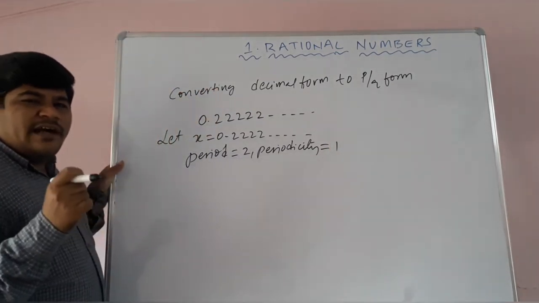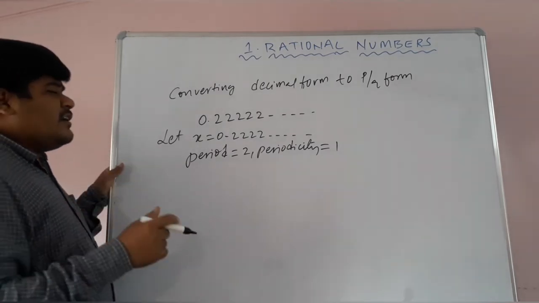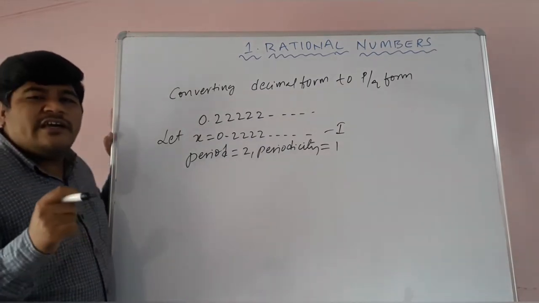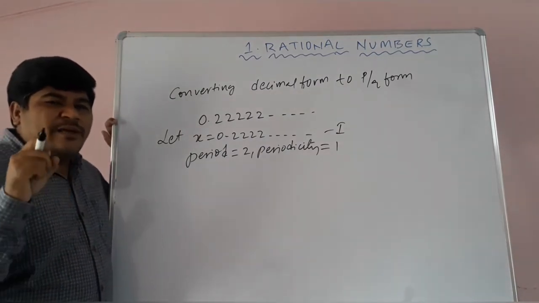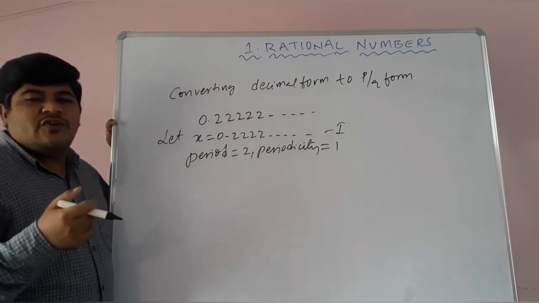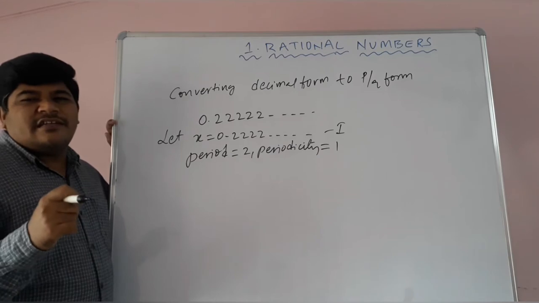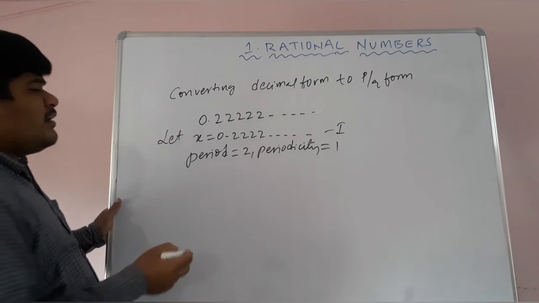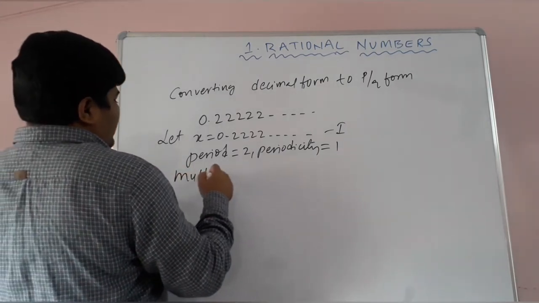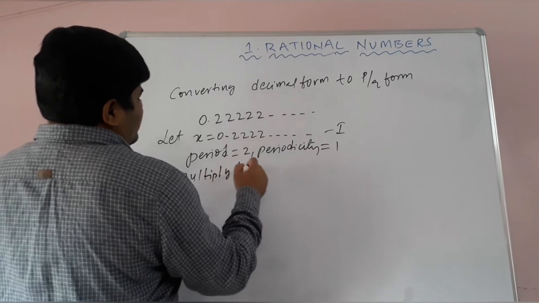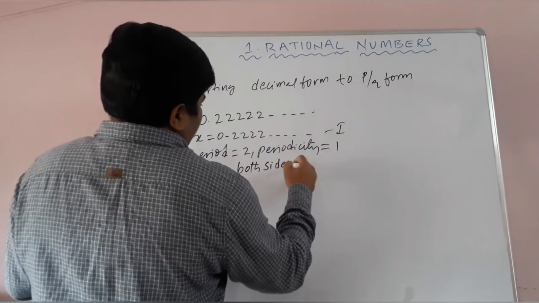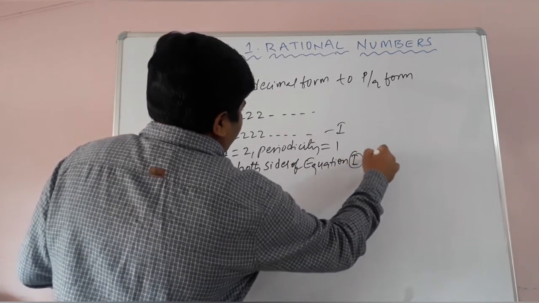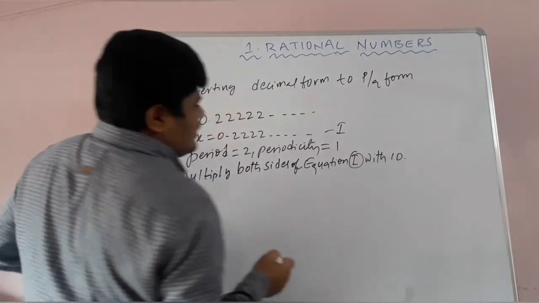So children, take this as equation 1. If periodicity is 1, both sides of the equation should be multiplied with 10. If periodicity is 2, both sides of the equation should be multiplied with 100. If periodicity is 3, both sides of the equation should be multiplied by 1000. So since periodicity is 1, we have to multiply both sides of equation 1 with 10.